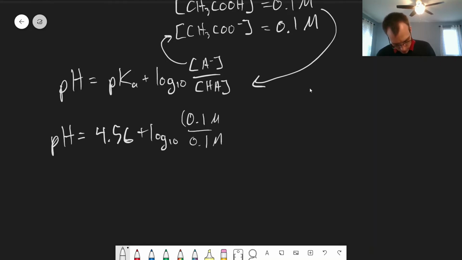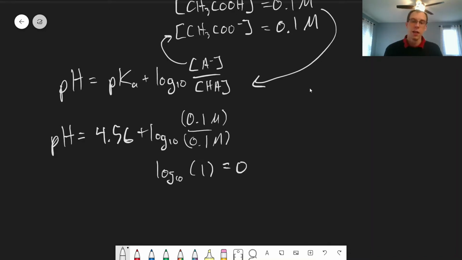Now these have units, but because this is from an equilibrium expression, those units will cancel out anyway. Okay, so let's find this log term, the second term here. So this is going to end up being log base 10 of 1, and that is equal to 0, just by definition of logarithms here. You can plug this into your calculator to double check it. So the pH will be 4.56.